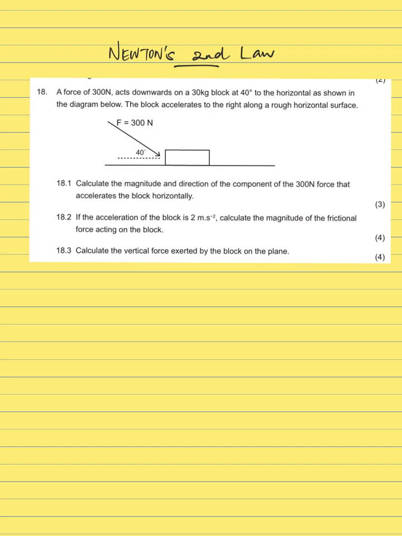It says I have a force of 300 newtons that acts downwards on a 30 kilogram block at 40 degrees to the horizontal, as shown in the diagram below. The block accelerates to the right along a rough horizontal surface. Now let's just dissect that situation. So I've got a force that's going to be 300 newtons, and the mass of my block is 30 kilograms.